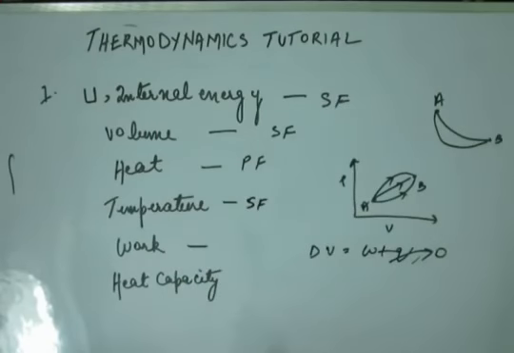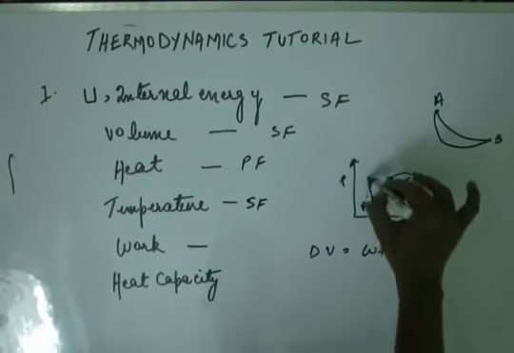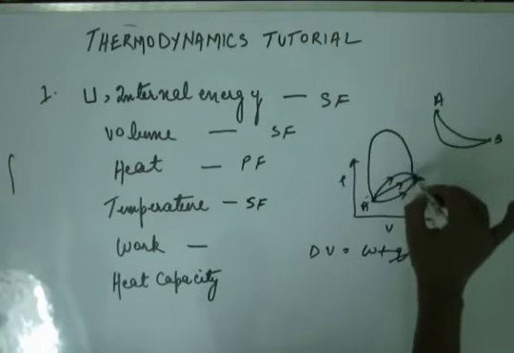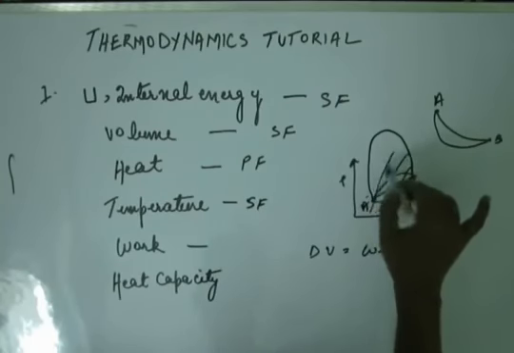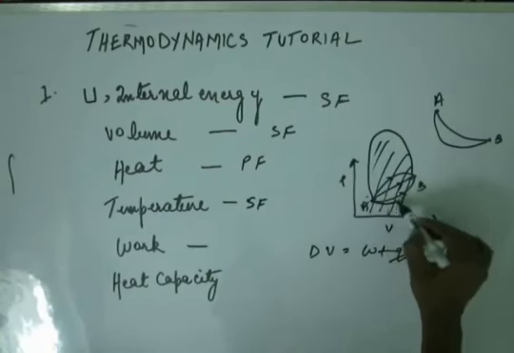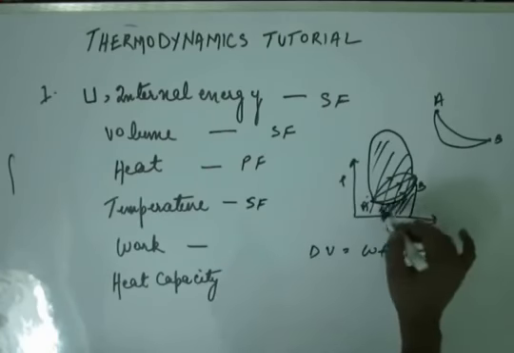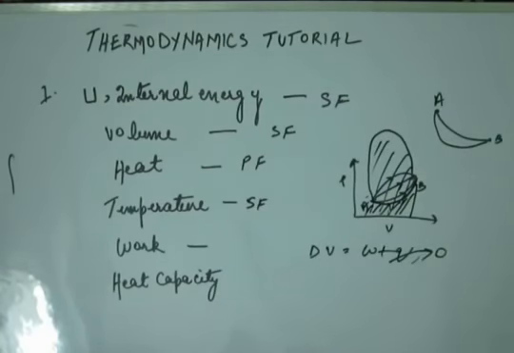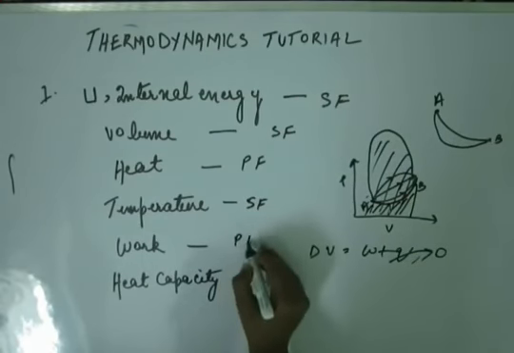Work again, this one is easy. Work, you understand. If the path is longer, suppose you go from A to B like this, then the area under the curve will be bigger, so work done will be more. If you go from A to B like this, area under the curve is less, so the work done is less. Work definitely depends on the path, so work is a path function.